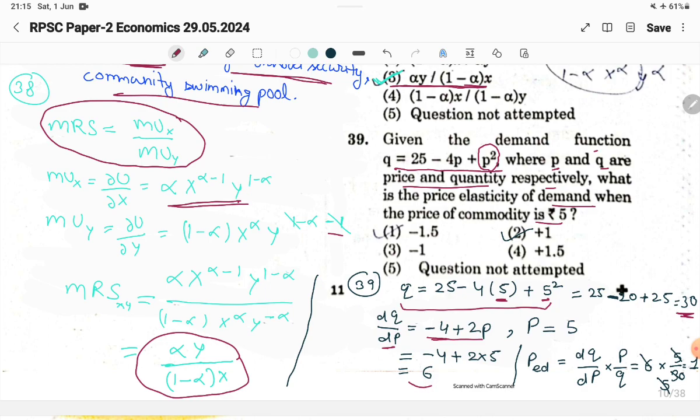So price elasticity of demand is equal to dq upon dp, change in quantity divided by change in price, into p by q. So change in quantity divided by change in price is equal to 6. So we put the value, 6 into 5 by 30. So it will give the answer 1. So plus 1 will be the right option here for price elasticity of demand, because the minus sign we ignore.